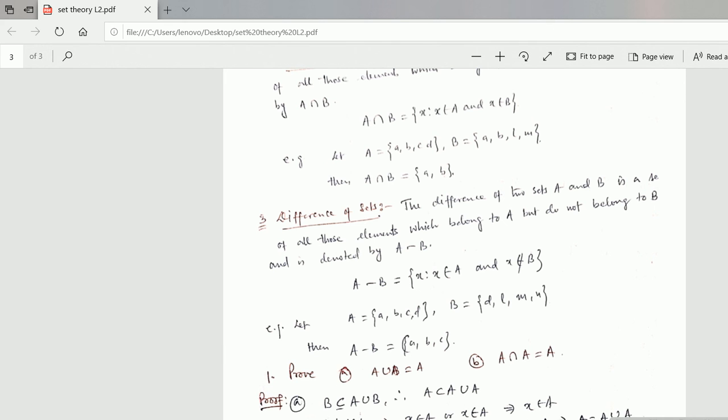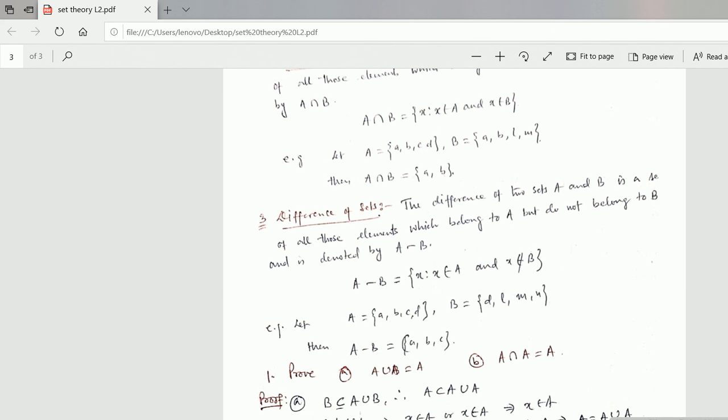A is equal to {a, b, c, d}, B is equal to {d, l, m, n}. So according to the definition, the difference of the two sets A and B is the set of all those elements which belong to A but do not belong to B. You see the elements which are in A but not in B. You see a, b, c, d. d is here, l, m, n. So a, b, c, three elements, are in A and not in B. So A minus B will be {a, b, c}.